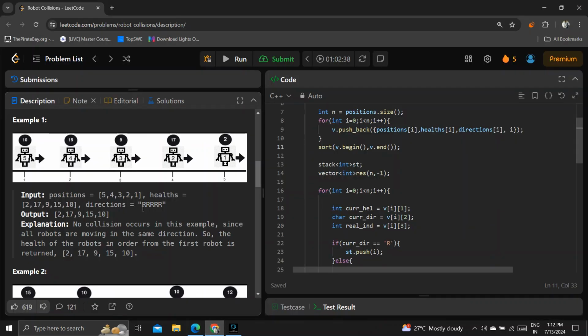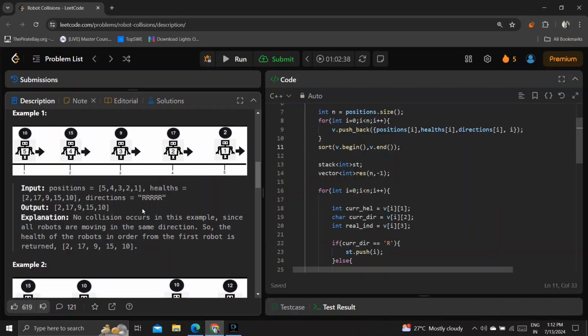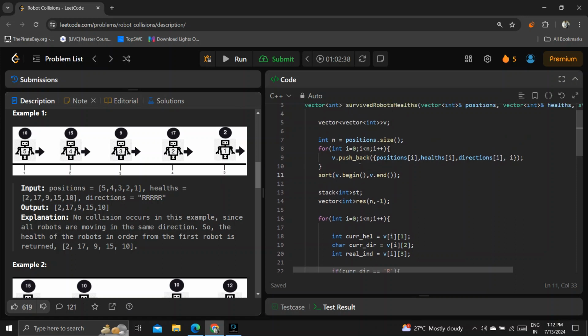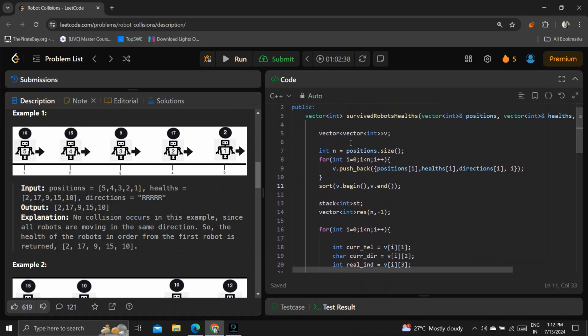Now, basically, we have to keep three things in mind, right? We have to keep the position, health, and direction in mind at the same time, and we also have to sort. So what we can do is take a vector of vectors, and inside this vector I will put position, health, and direction, right? And I will also push this i. What is this i?